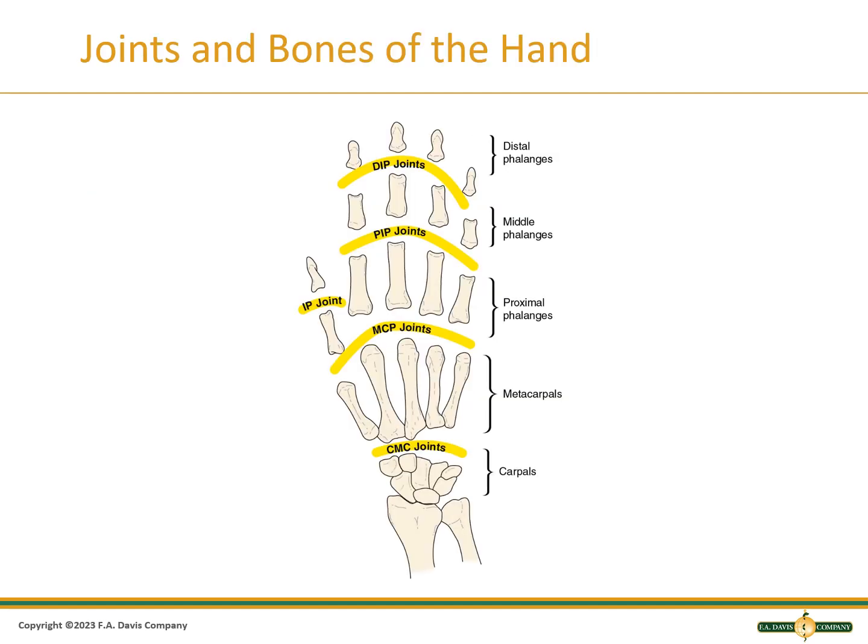Joints and bones of the hands. So if we start with our forearm, we can see our radius and our ulna there, and then we have our carpal bones. Between our carpal bones and our metacarpals, we have our CMC joints, or our carpometacarpal joints. Between our metacarpals and our phalanges, we have our metacarpophalangeal joints, or our MCP joints. And then we have our interphalangeal joints. With the thumb, we only have one IP joint because we only have two phalanges. But with the other four fingers, we have a proximal and a distal interphalangeal joint because we have three phalanges for those fingers.